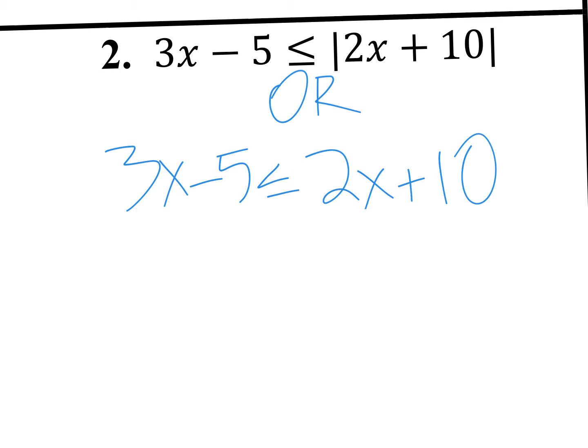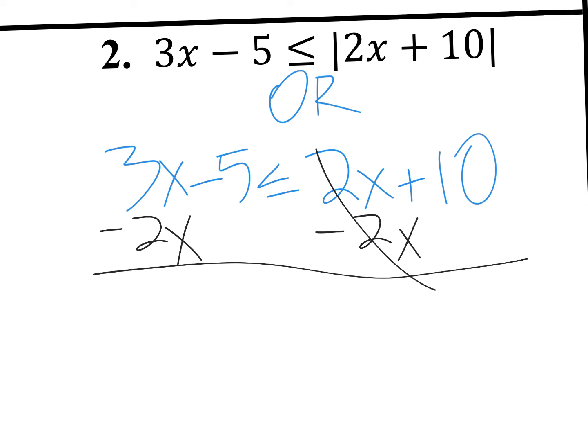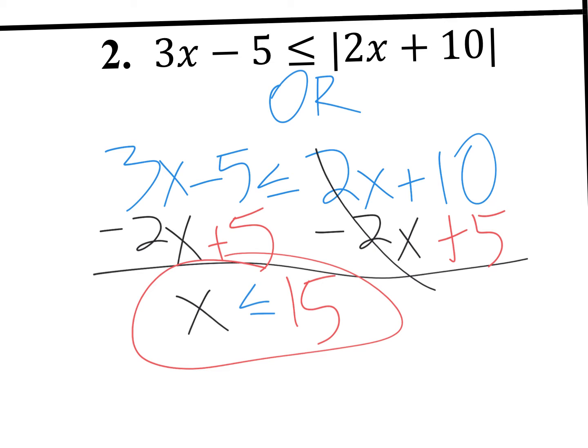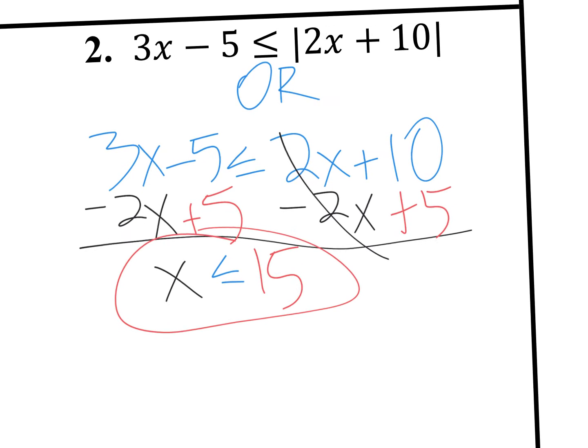So back to this, I'm going to get my x's to one side. So 2x is smaller than 3x, so I'll minus 2x to the left-hand side, and so that means I can add 5 to the right-hand side. And so 3x minus 2x is just x, and that'll say x is less than or equal to the sum of 10 and 5, so that's 15. And that's actually the final answer right there. x is less than or equal to 15.